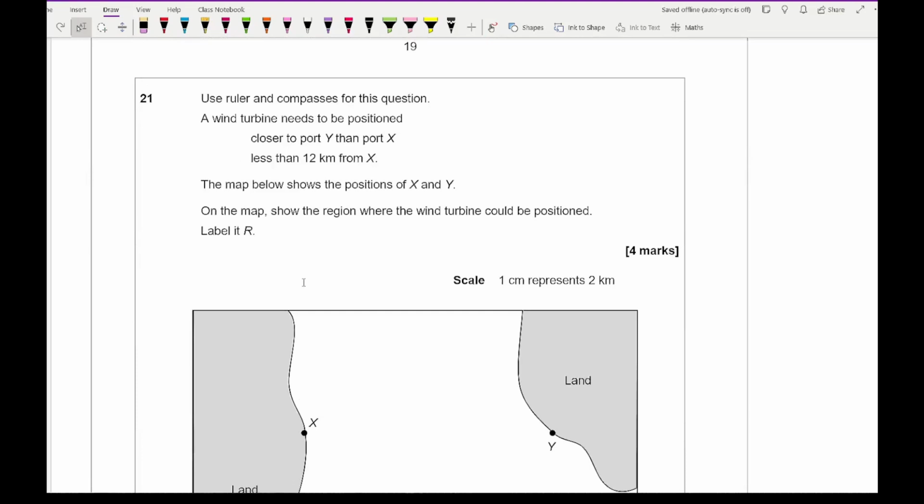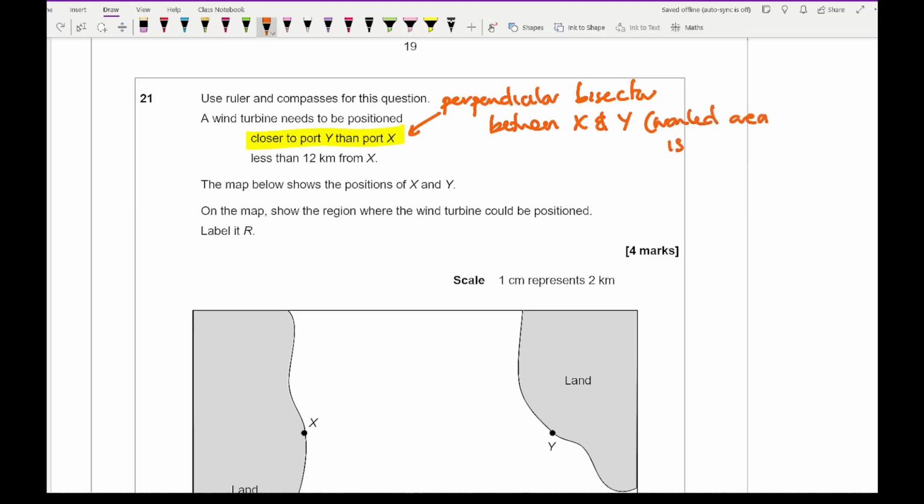Then moving on to question 21, it says use a ruler and a compass for this question. A wind turbine needs to be positioned so that it's closer to y than x and less than 12 kilometers from x. And we need to map this using loci. So in terms of taking this first point here, what I need to do is a perpendicular bisector between x and y, and the wanted area is that side closer to x.